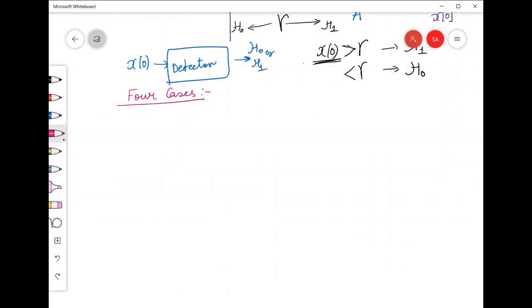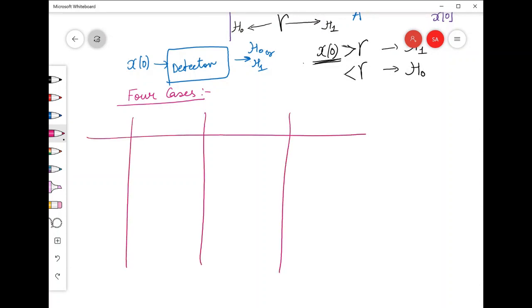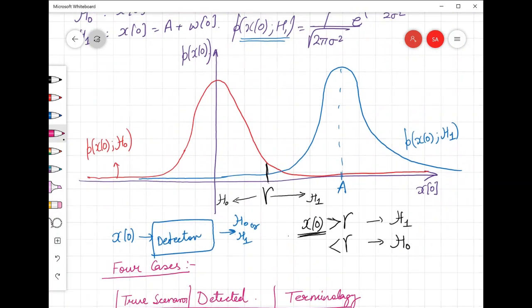So the first case is, this is the true scenario. This is detected. And this is, let me write it as terminology. Now what can happen is that in the true scenario, let's say there was no plane. So there was no plane means H0 was true. There was only noise present, there was no signal present.